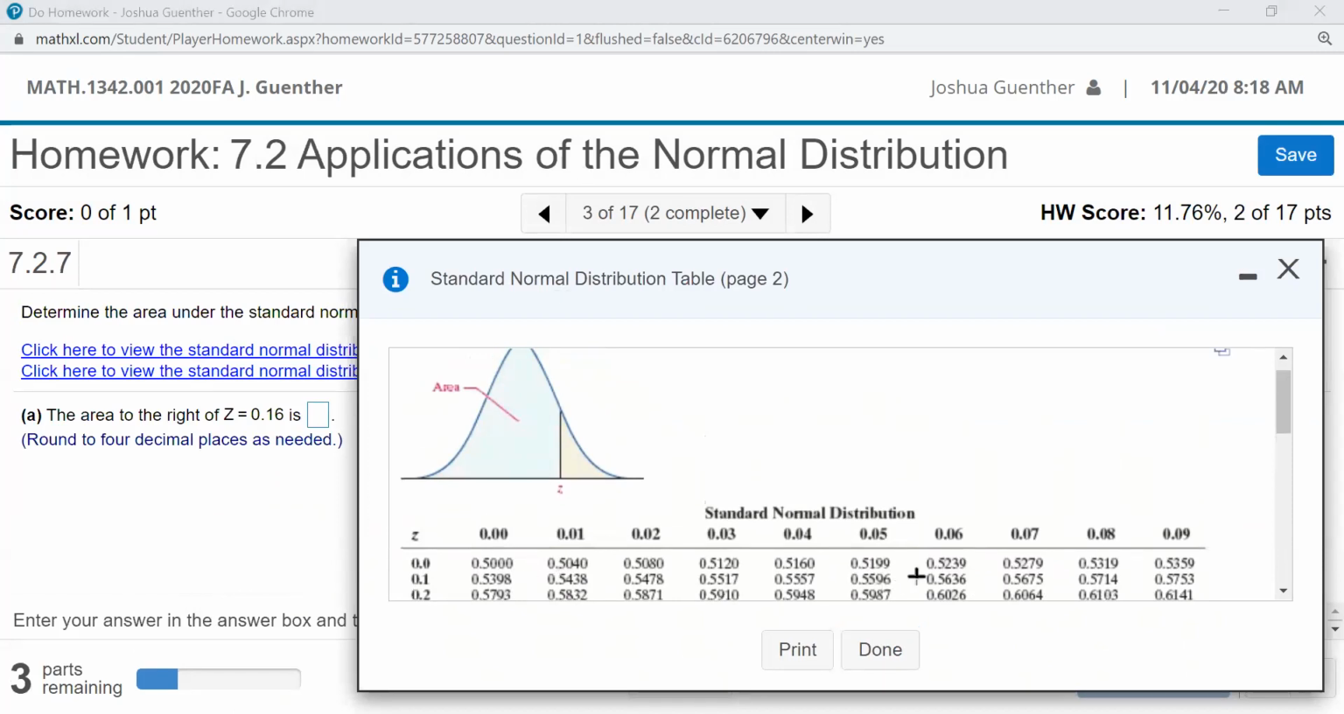So 0.16. But wait a minute. Hold your horses there, Pilgrim. 0.5636 is the probability of being to the left of, or the probability of being less than a z-score of 0.16. We want the probability of being to the right of it. We want the area to the right of it. But that's okay. We just need to make a little adjustment.